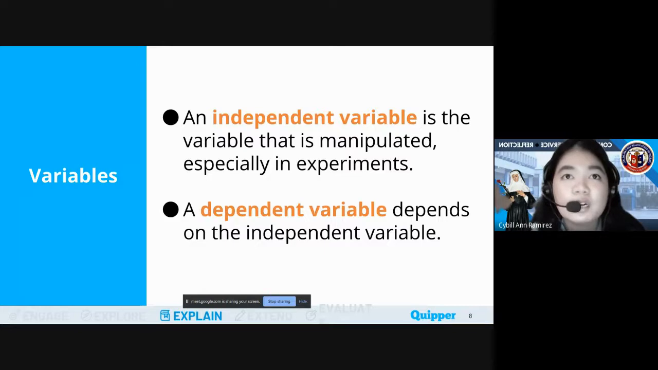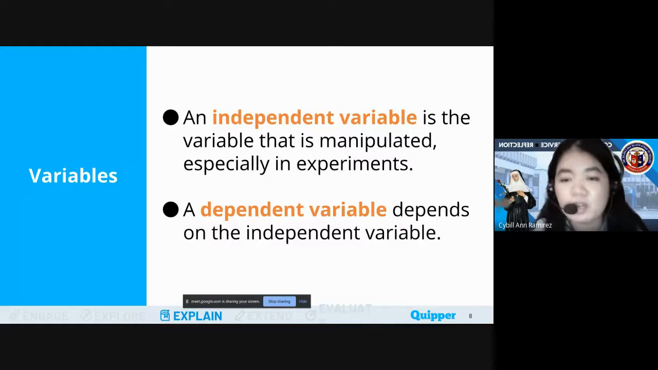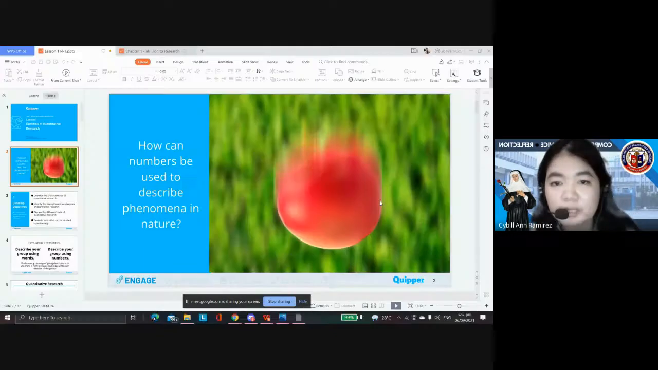Now, actually, the control variable is a certain part of the experiment or the study that really never changes. It does not change. So was that explained to you when you were in grade 11?